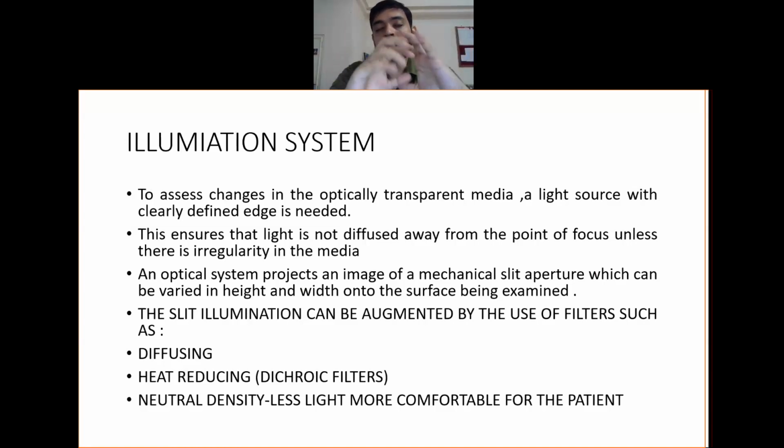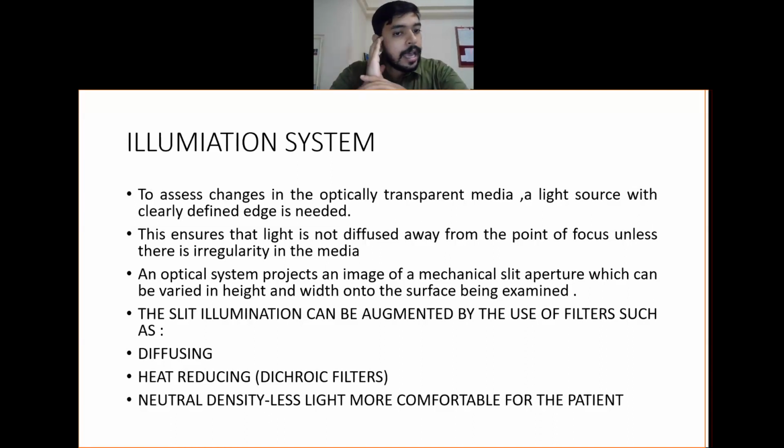So consider the cornea is irregular in nature. If the cornea is irregular, there will be scattering of light at the irregular surfaces. If the projected beam is irregular in shape, we won't be able to notice the scattering. If it is regular in shape, we will be able to determine the scattering and the origin of the scattered light.